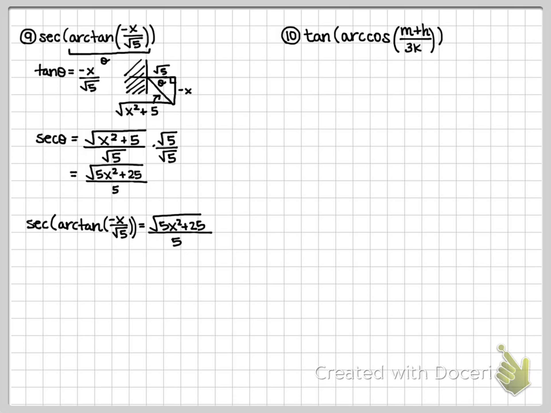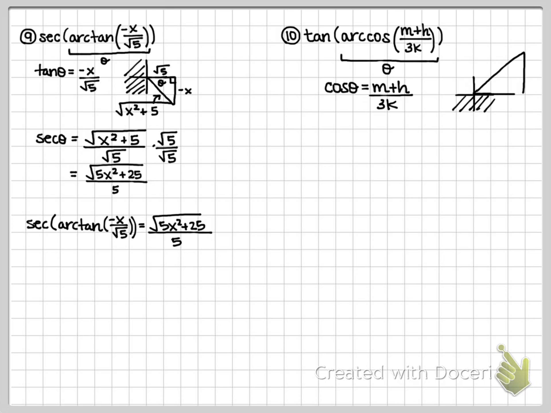All right. And then number 10, which I think maybe is the last one in this section. So I take a look at this. I've got an arc on the inside, which means that is going to be my theta. So I'm going to draw some picture to represent this situation. So cosine of theta is equal to that m plus h over 3k. All right, the ratio is positive. I have no reason to believe that this is negative. So I take out the restriction. Cosine can't be in the bottom. This is going to be positive, which means I'm in that positive quadrant.